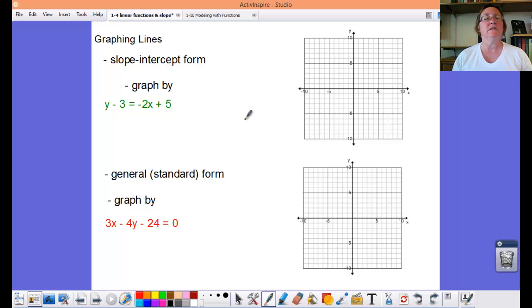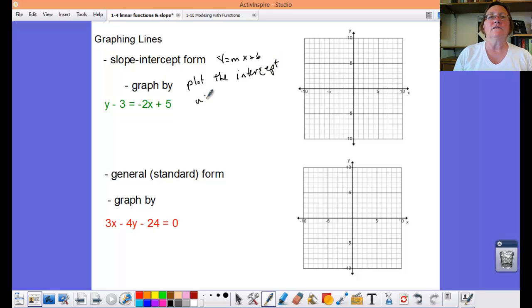All right, let's look at our last little part here. We want to talk just a little bit today about graphing lines, something again that most of you are familiar with. In slope-intercept form, which as you know is y equals mx plus b, you graph by plotting the intercept, and then using the slope, rise over run, to find other points on the line. This one is not quite in slope-intercept form. We'd have to add 3 to both sides, so I'm going to do that. y would equal -2x. Adding 3 would give us 8.